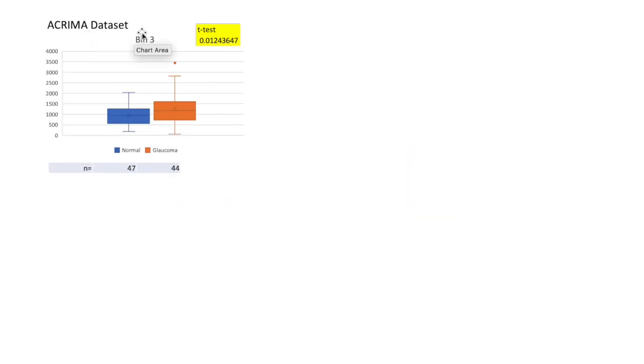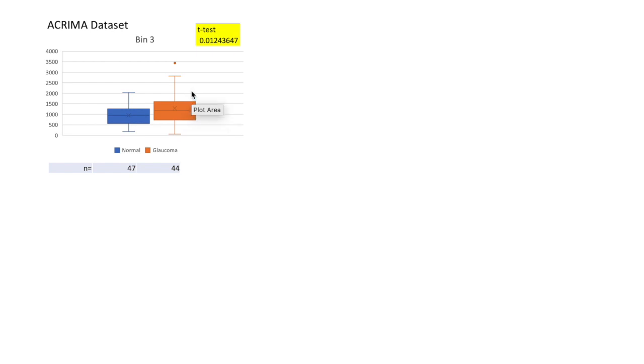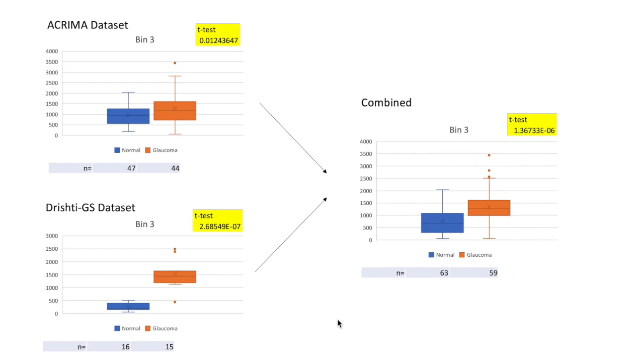So having applied these two methodological details, now let's look at the resulting data. For the ACRIMA data set, we found that bin number 3 within frequency plots showed a clear difference between glaucoma patients and healthy controls. In order to confirm this finding, we did the same analysis on an independent data set, that is the data set from the Dristi GS study. And we found the same trend. That is, the bin 3 as an index of shape for glaucoma has a much larger magnitude than it does for healthy controls. Combining the two, this is what the data looks like.